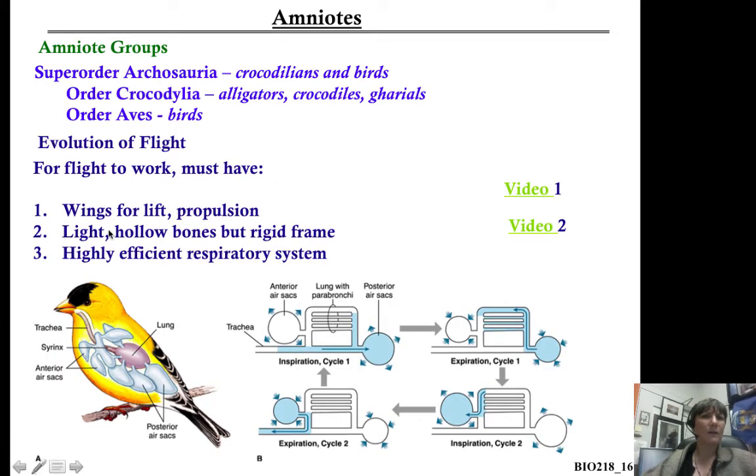So what else do you need in order for flight to work? Well, you need light but hollow bones and a rigid frame so that it can take landing and taking off. There's an awful lot of thrust that has to go on when you get off the ground. And as you land, you need to be able to withstand the impact of that. I showed you some images earlier of the bones of birds. They also need a highly efficient respiratory system. Birds have a really unique respiratory system.